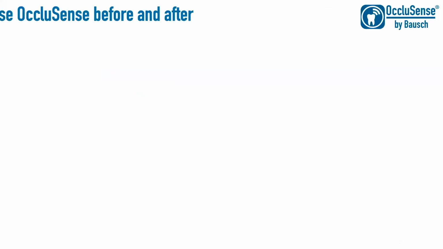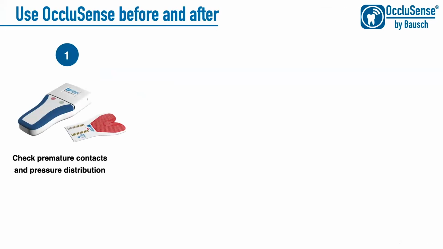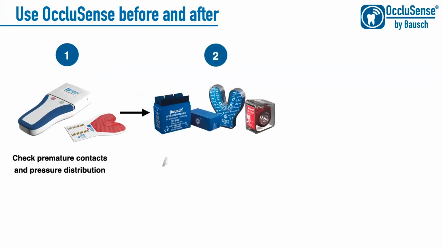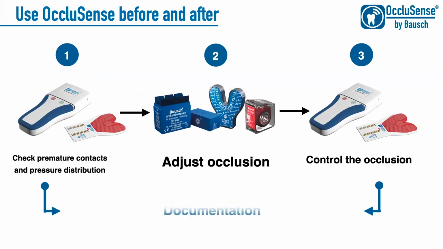And the algorithm I can personally suggest to you is to use OccluSense to check for premature contacts and the pressure distribution. Then do any fine adjustment using articulating paper and foils, and control your results using OccluSense. What you're automatically always doing is documenting everything. And for forensic reasons, this might not be a bad thing.